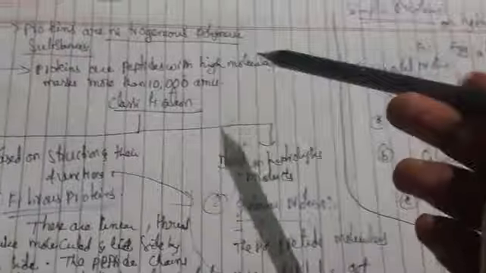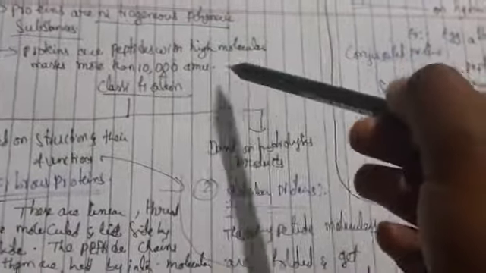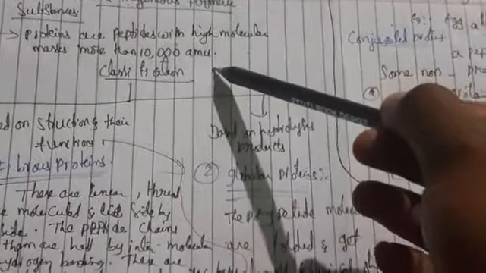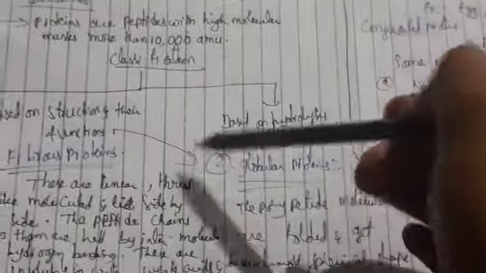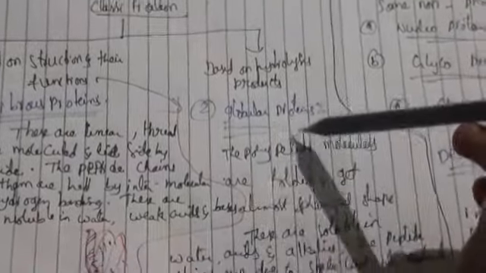Good morning, students. In the previous class, we learned about proteins. Proteins are nitrogenous polymeric substances. Proteins are peptides with high molecular mass, more than 10,000 amu. These are classified into two types: based on structure and function, and based on hydrolysis products. The first consists of two types, that is fibrous and globular.